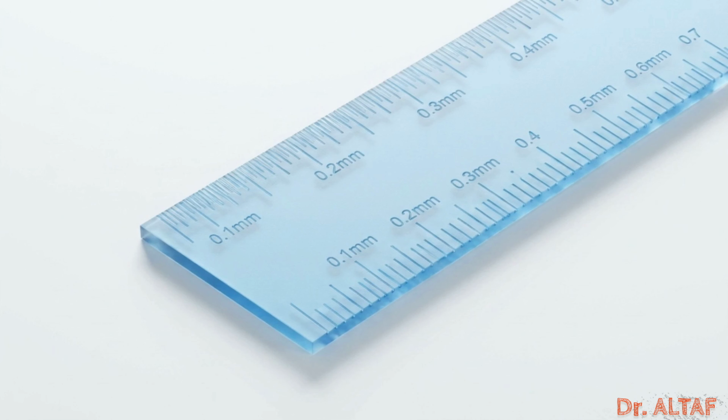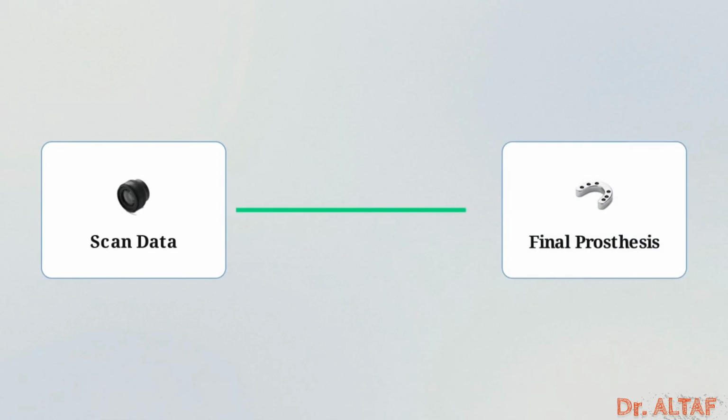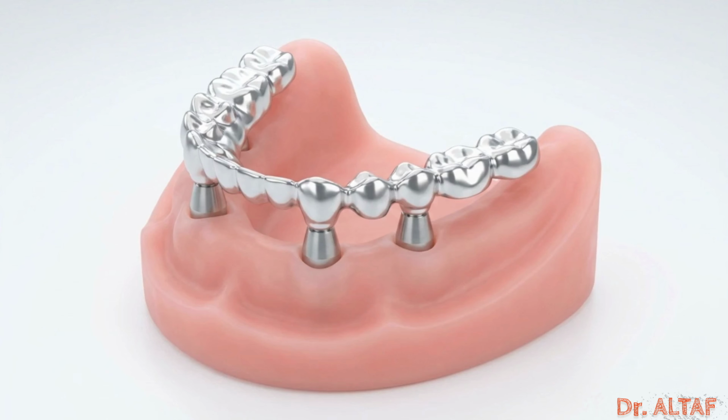At 5 microns of precision, the clinical workflow accelerates dramatically. By replacing guesswork with absolute geometric triangulation, photogrammetry mathematically guarantees a passive fit, allowing clinicians to skip the fabrication of labor-intensive resin verification jigs.